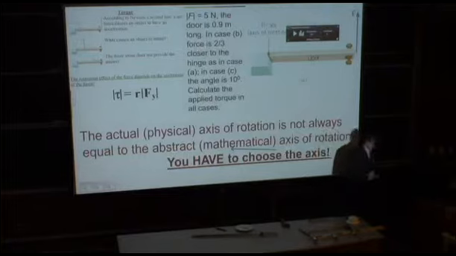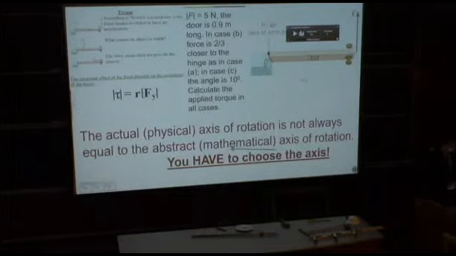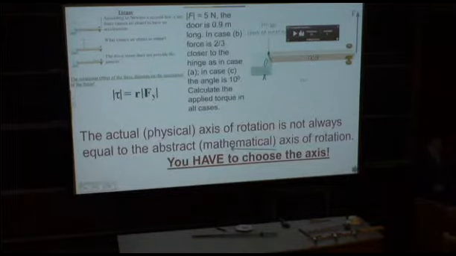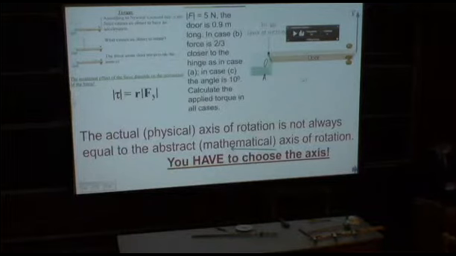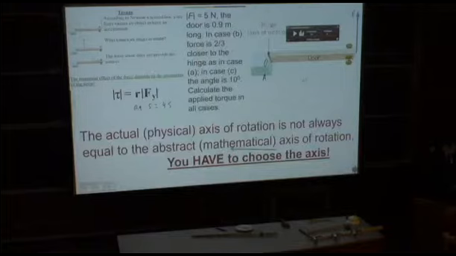And now, of course, we can say, okay, if I want to calculate torque relative to this axis, and usually we use either a capital O or a capital A. Relative to this axis, the magnitude of this torque indeed will be equal to 0.9 times 5, which is 4.5 newtons, right?